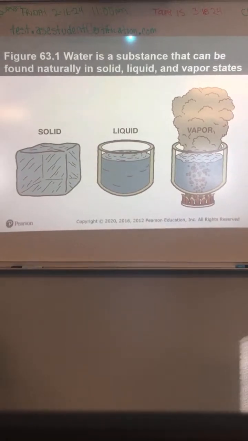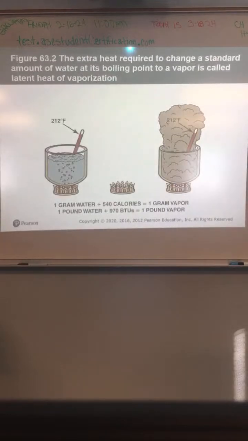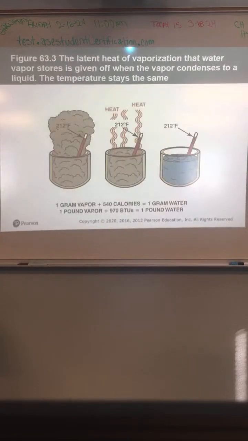Okay, water can be found in 3 different states. Solid, as in ice, liquid, normally, and vapor if it boils. The extra heat required to change a standard amount of water at its boiling point to a vapor is called the latent heat of vaporization. Now, you don't really have to worry about this. You don't have to know the numbers. You don't have to know the grams, the calories, all that kind of stuff. Just giving you an idea of how that works.